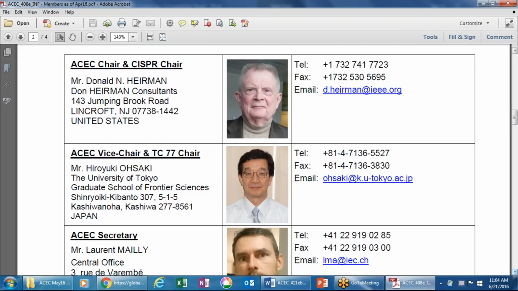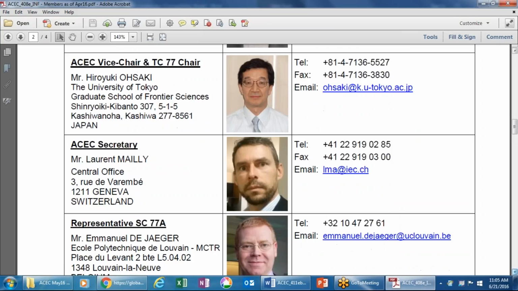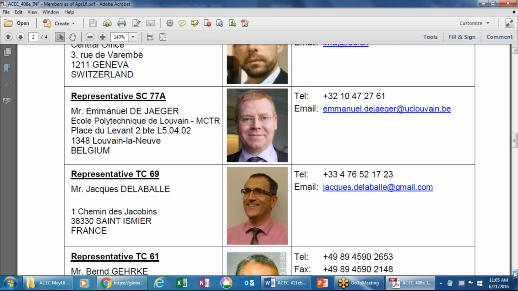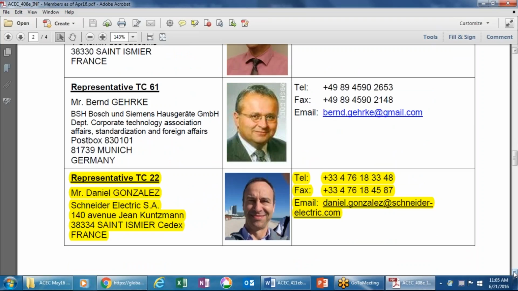This is the who's who in our committee. There's myself as chair. I have a vice chair, from the University of Tokyo. The technical officer, the secretary, is from Geneva, Lorraine Mallet. Then we have representatives from many committees, whose presentations I'm going to go into. Emmanuel Dieger is 77A, which is low frequency EMC, which is generally the 61000-3-2 and 3-12 activity. 69 is electric vehicles, and I don't propose to go through the whole list, but we did pick up someone from TC22, which is on grid-connected power inverters, and that's why it's highlighted in yellow.